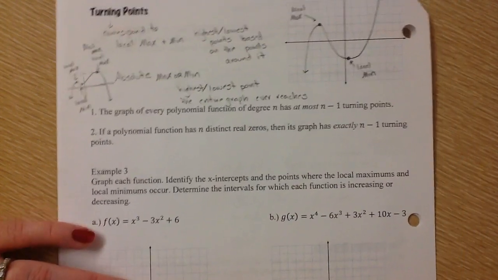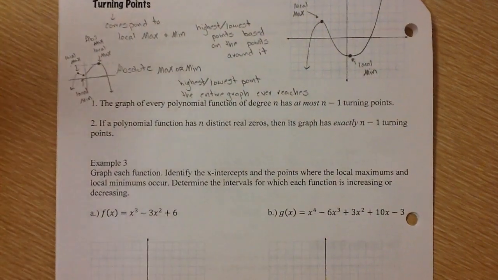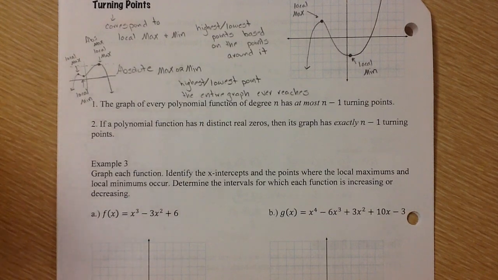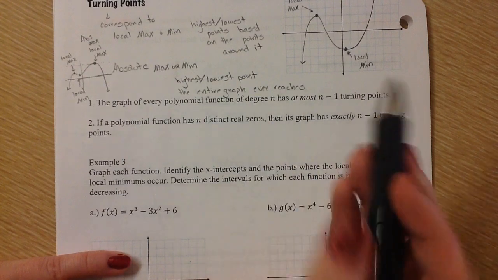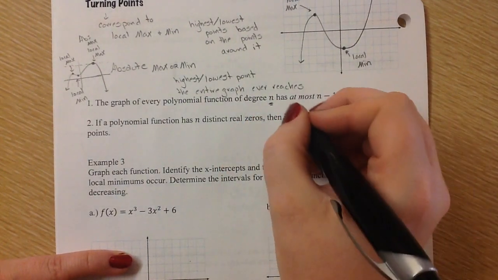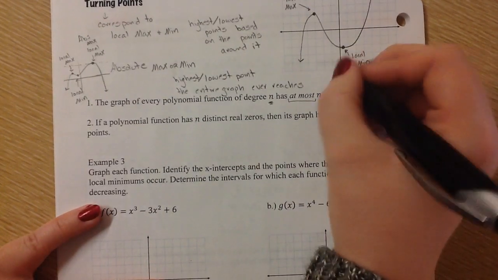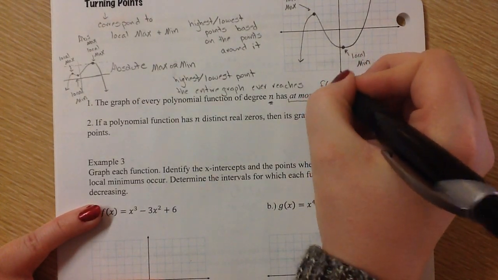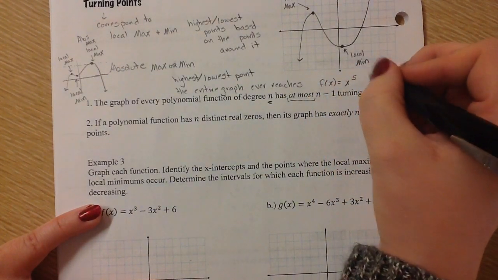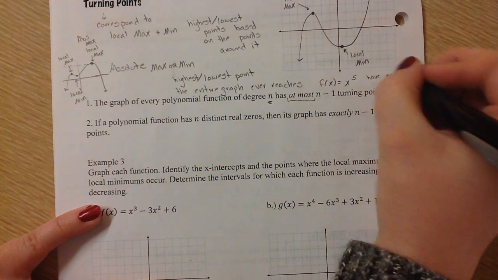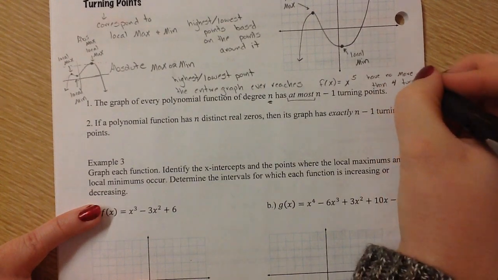There are a couple of little rules to help us know how many turning points, or how many maxes and mins, a function will have. The graph of every polynomial function of degree n has at most n minus 1 turning points. Basically, if I have a function that's x to the 5th, it will have no more than 4 turning points, one less than its degree.